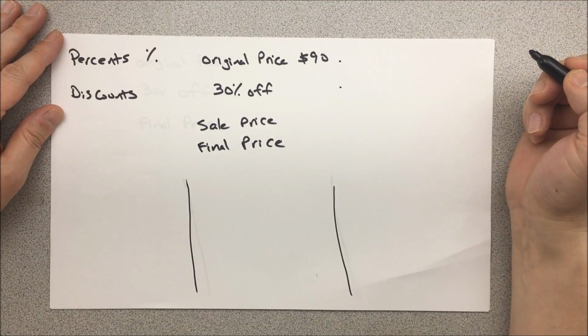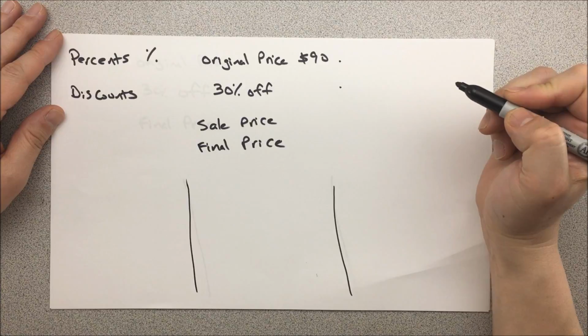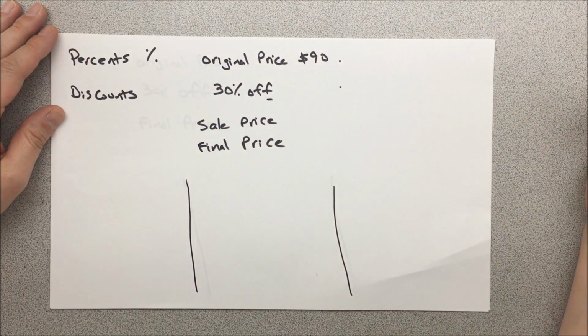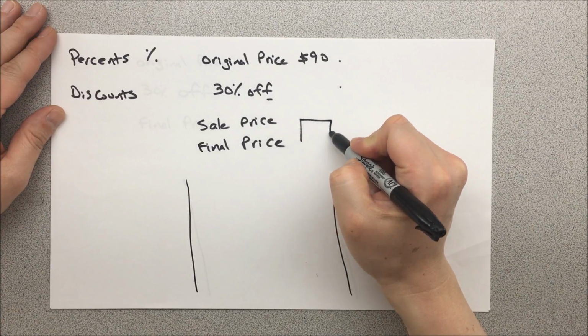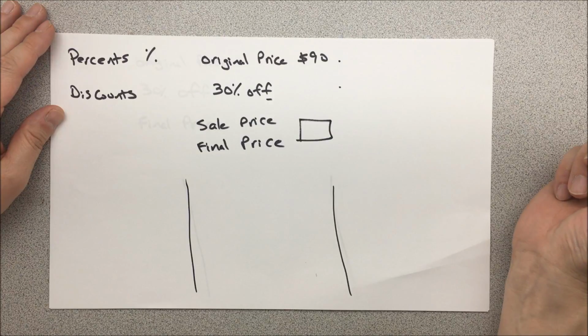A very good question to ask your child is, if the original price was $90 and there was a 30% discount or 30% off, what would be the final or sales price? There are different ways of solving a problem such as this.